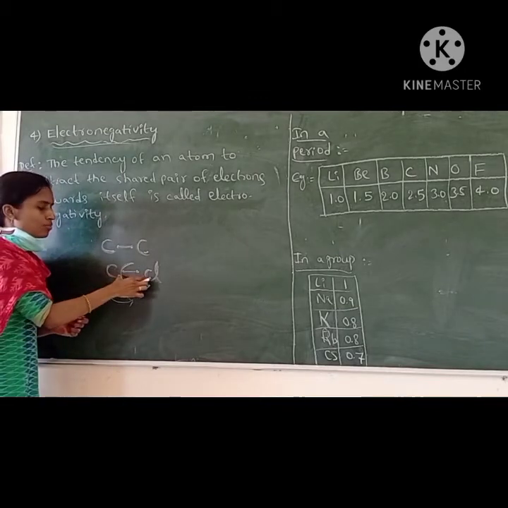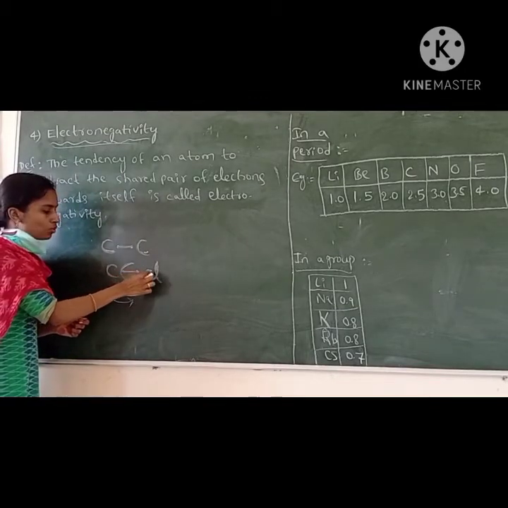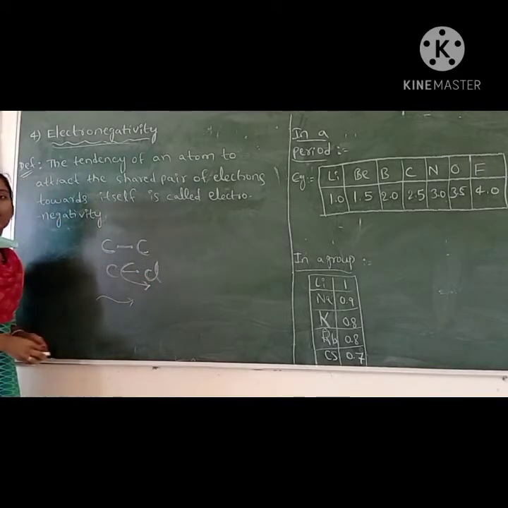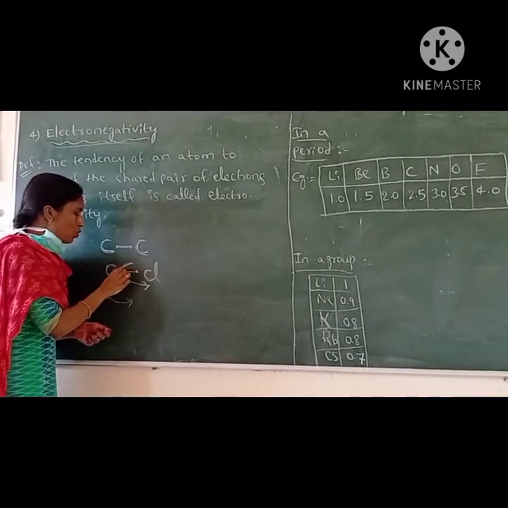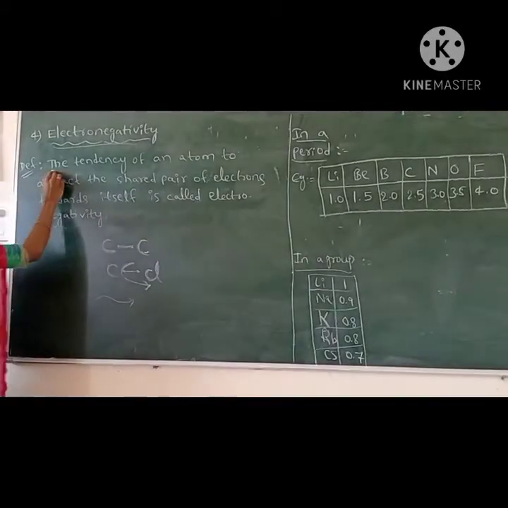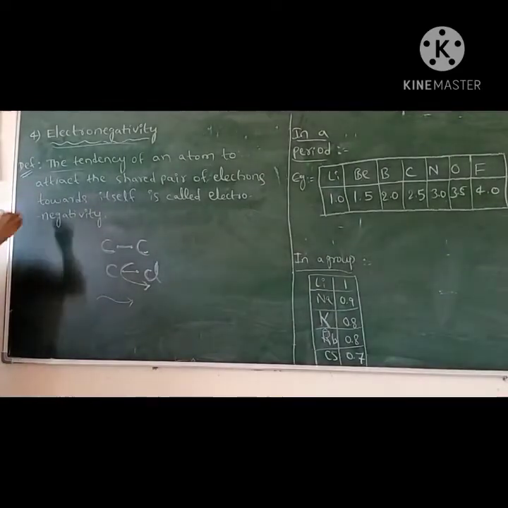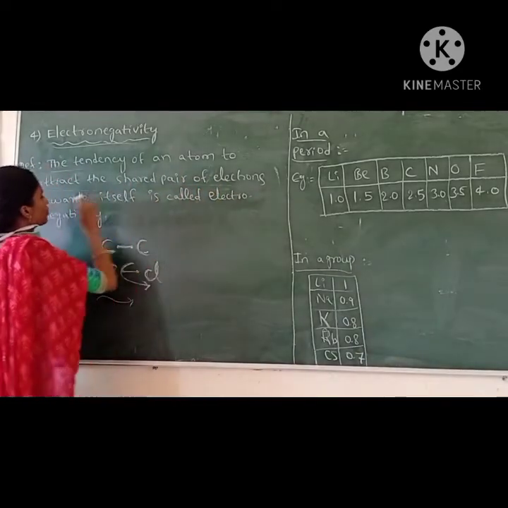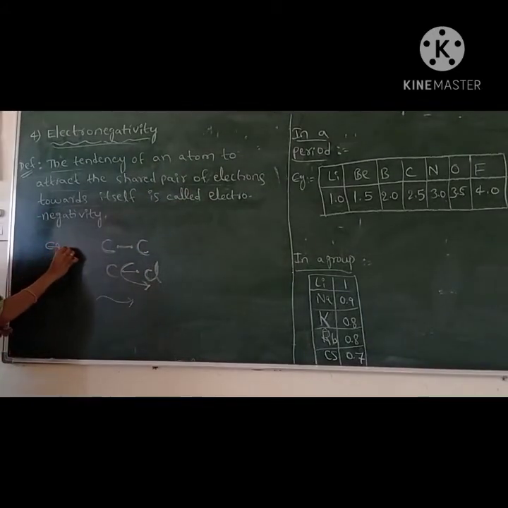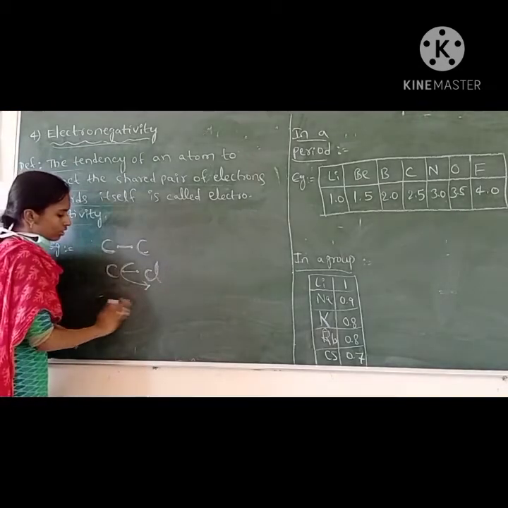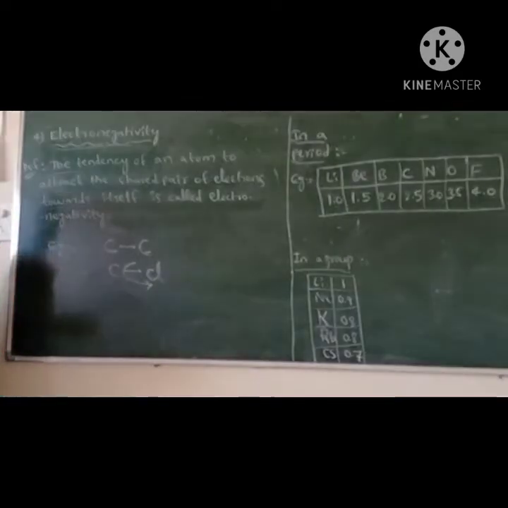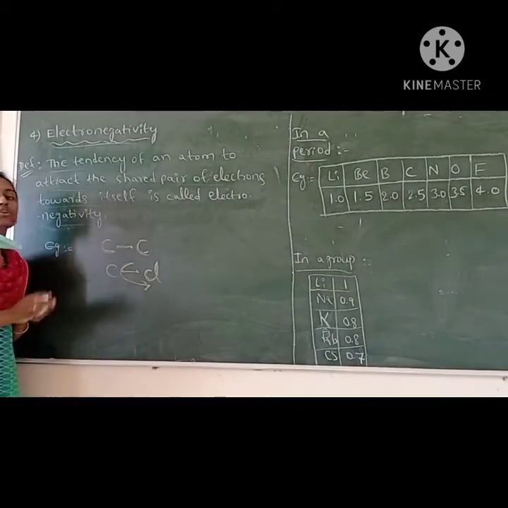Here these two atoms are sharing this electron cloud, but due to the more nuclear charge and less atomic size, it attracts the electron cloud shared by these two atoms. That tendency is called electronegativity. So let us discuss the definition. The tendency of an atom to attract the shared pair of electrons towards itself is called electronegativity. So this is one of the examples. So this is electronegativity. Due to this phenomenon, the electron cloud between these atoms is not symmetrical.